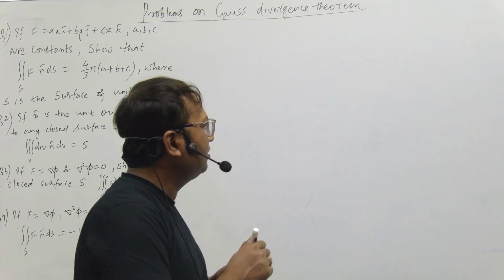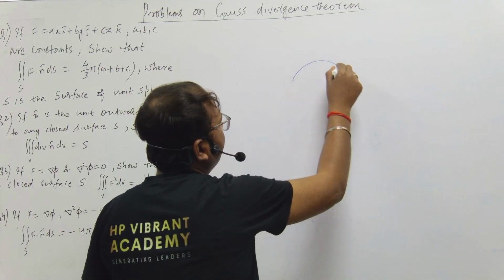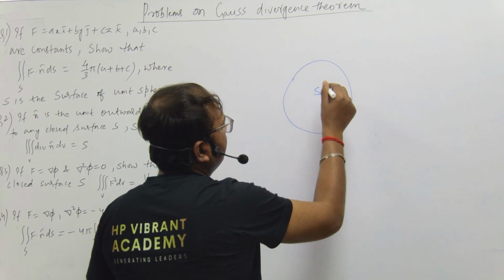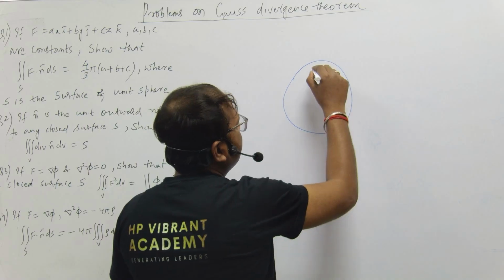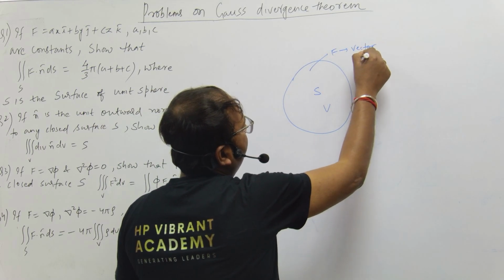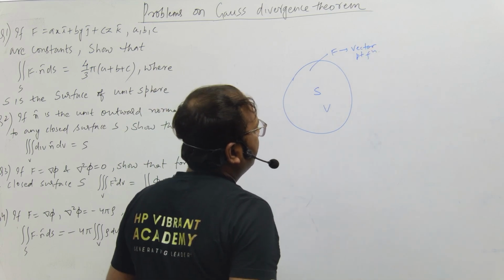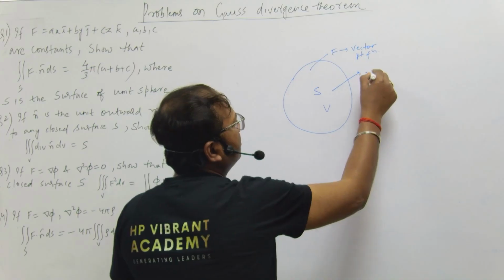Let us consider a surface S that is enclosing a volume V. And let us consider F as a vector point function, and the unit vector along the outward normal is given by n cap.